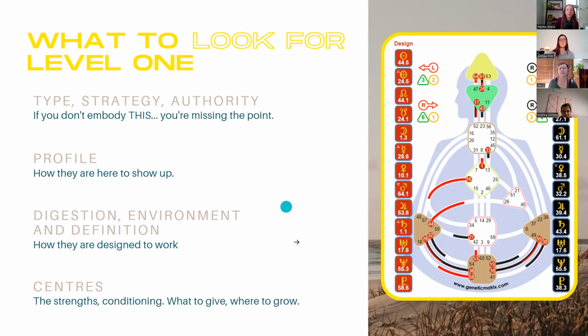Profile is also really important because this is how we're here to show up. So profile comes in from the top areas up here. This person is a 3-5. It always goes the black side first, which is conscious, and then the unconscious, the design side, is the 5. And so I'm a 1-3. So mine is a 1 on this side, and a 3 on this side. And that's where the profile comes from.